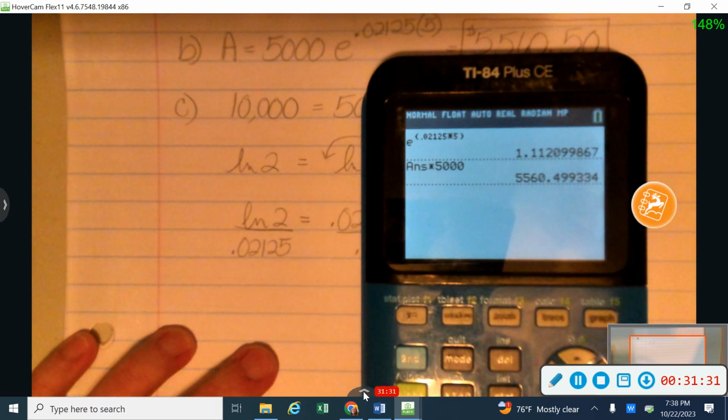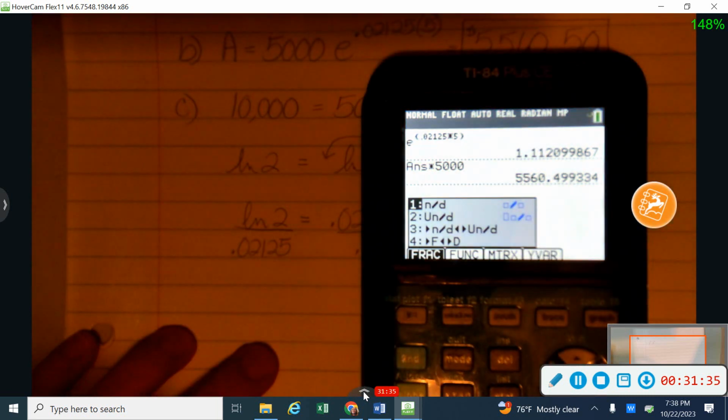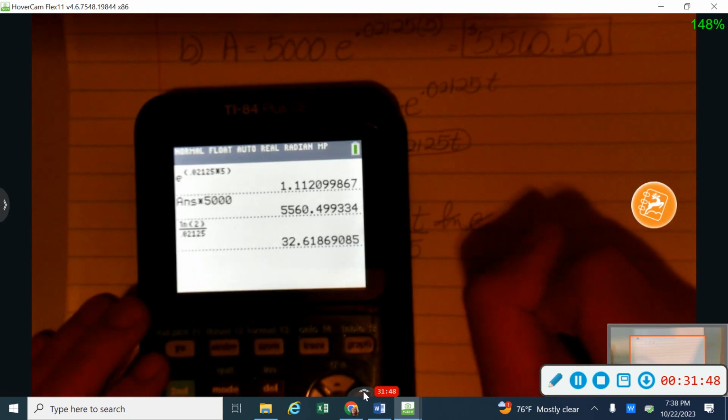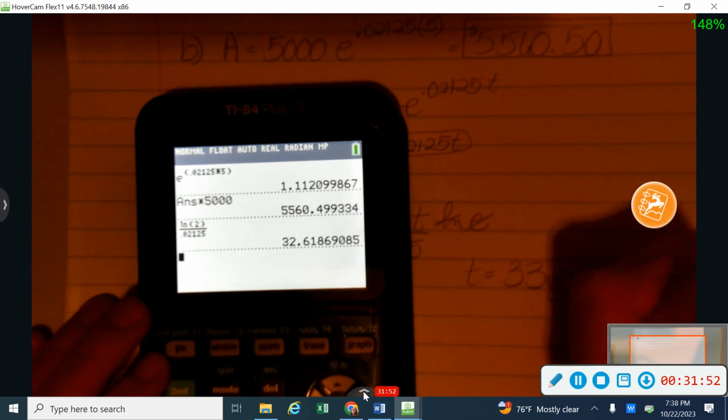All right, you can just put it in as division if you want to. I'm going to use alpha F1 number 1, and that's going to be the natural log of 2 divided by 0.02125. And again, it tells me to round off to the nearest year. So I'm going to round up on that and say that that is 33 years.